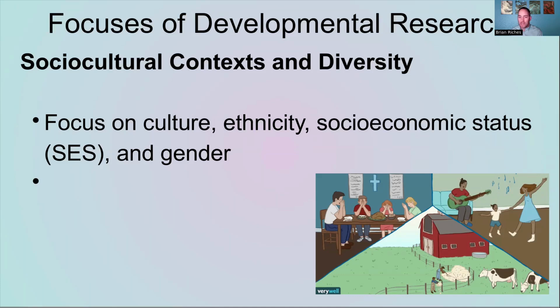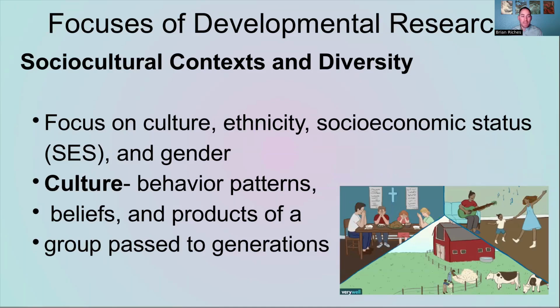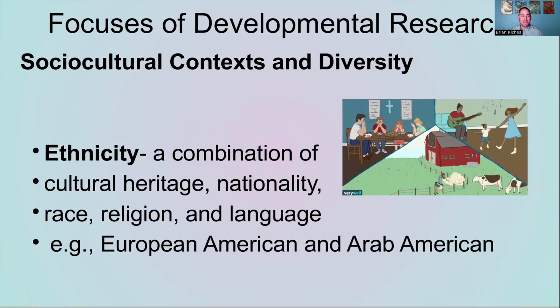So with that, let's define a couple terms that'll come up many times in the course. So culture, this is the behavior, the patterns, the beliefs, and the products that a group passes on through generations. So those products can be anything from music or stories to literal physical products you could buy. So that is culture. Ethnicity is kind of a bigger bubble. It includes cultural heritage, but it also includes things like nationality, race, religion, language. So a couple examples here are European American or Arab American. So it's a little distinct from culture.